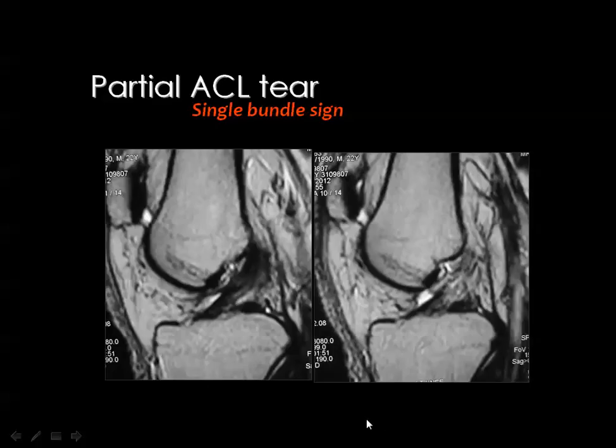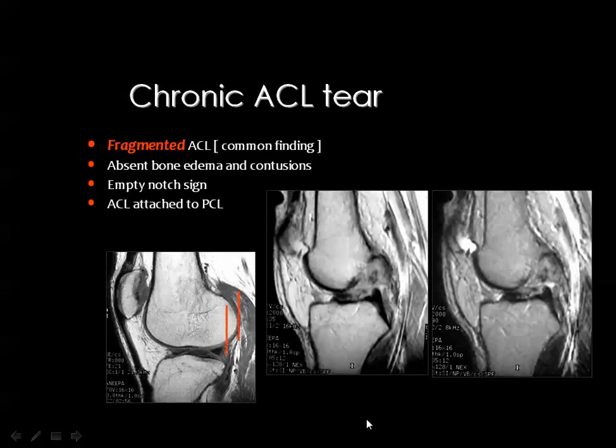What are the diagnostic criteria of chronic anterior cruciate ligament tear? The most reliable sign is the fragmentation of the ACL.